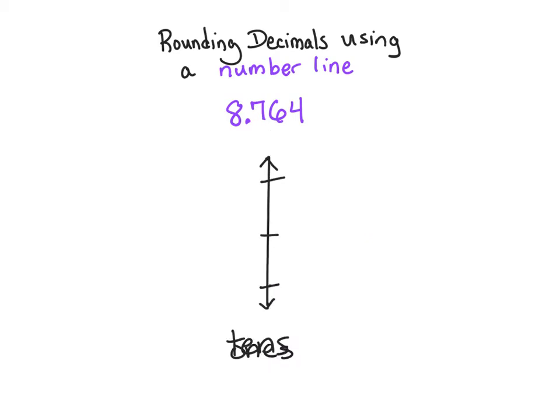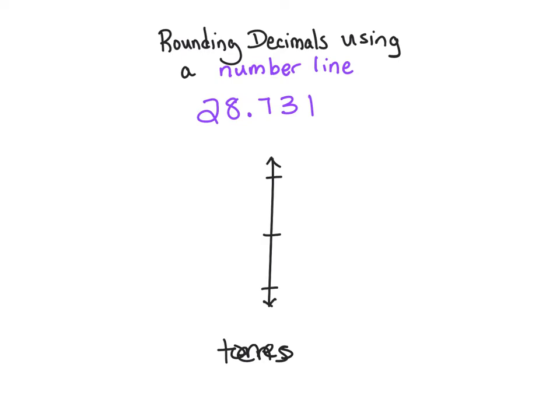In the next one, we are going to round to the tens place. That is, of course, a whole number. And what we notice is that there is no digit in the tens place. So for our low number, we put a 0. For our high number, we are going to put 10. Our midpoint is going to be 5. 8.764 is larger than 5, so we would say this number rounds to 10.